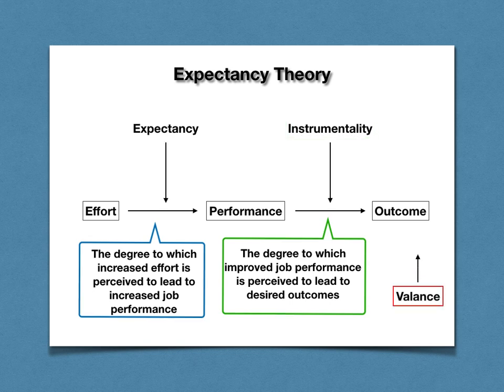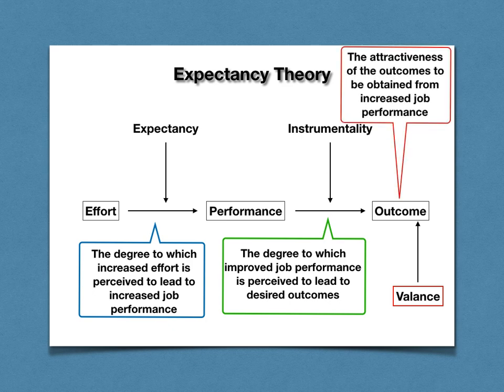Valence is the importance that the individual places upon the expected outcome. For the valence to be positive, the person must prefer attaining the outcome to not attaining it. For example, if somebody is mainly motivated by money, he or she might not value offers of additional time off.